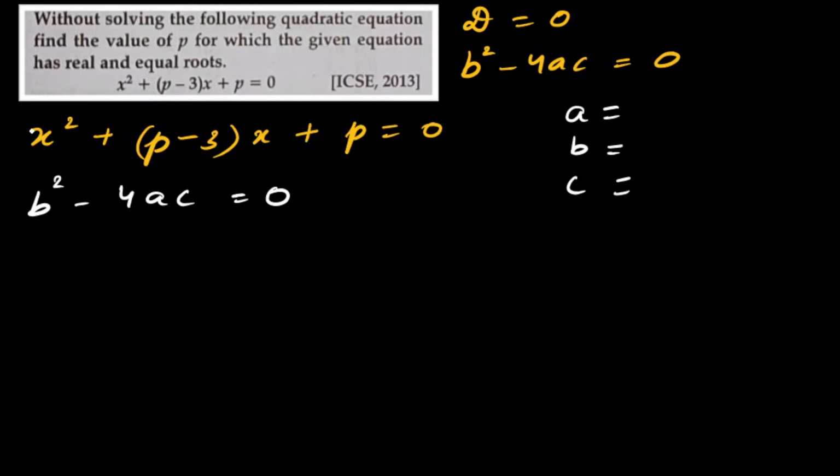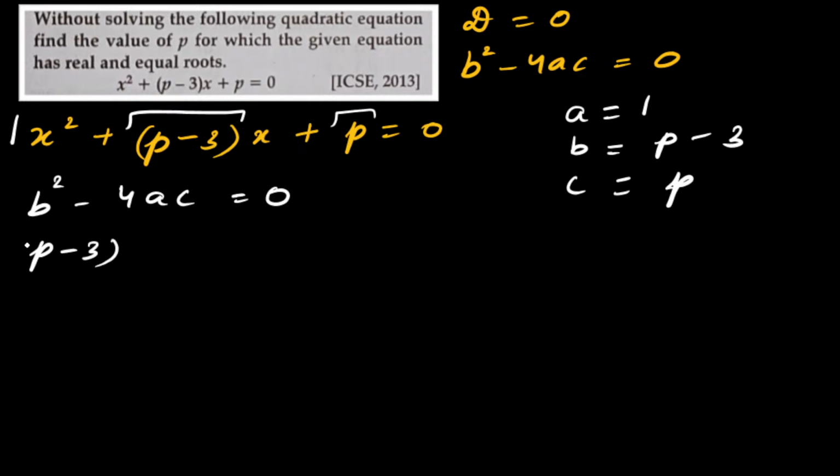A is the coefficient of x squared, so a is 1, b is p minus 3, c is p. B is the coefficient of x, that means the number which is written with x, that is p minus 3, and c is the constant.